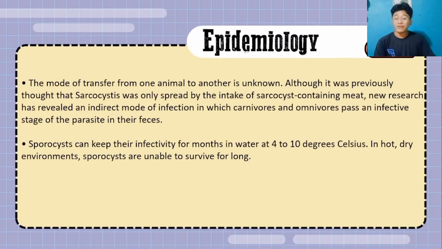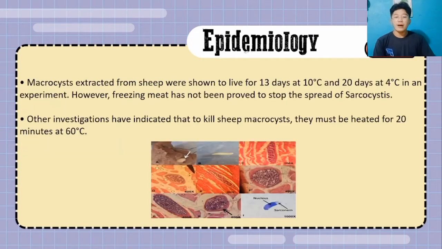Sporocysts can keep their infectivity for months in water at 4 to 10 degrees Celsius. In hot, dry environments, sporocysts are unable to survive for long. Macrocysts extracted from sheep were shown to live for 13 days at 10 degrees Celsius and 20 days at 4 degrees Celsius in an experiment. However, freezing meat has not been proved to stop the spread of sarcocystosis. Other investigations have indicated that to kill sheep macrocysts, they must be heated for 20 minutes at 60 degrees Celsius.